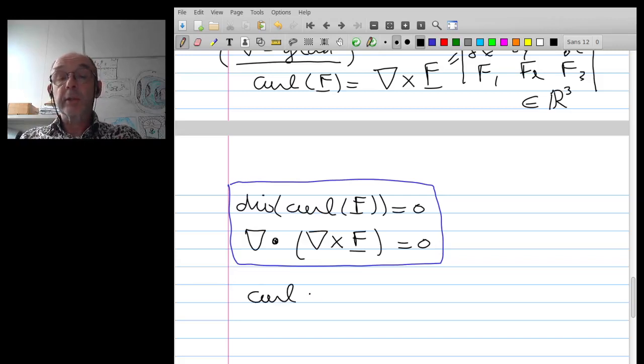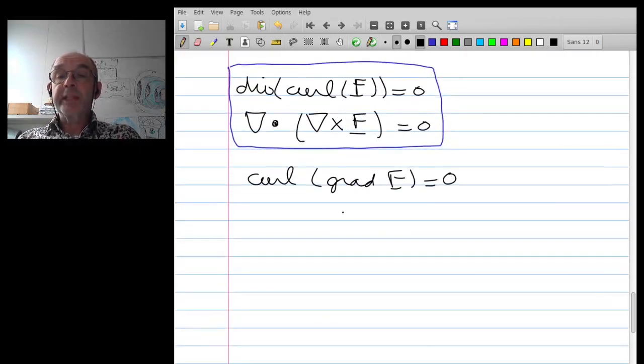The curl of the gradient is always the zero vector. And again I make a mistake: the gradient you can only take of a function, so you have the gradient of phi.